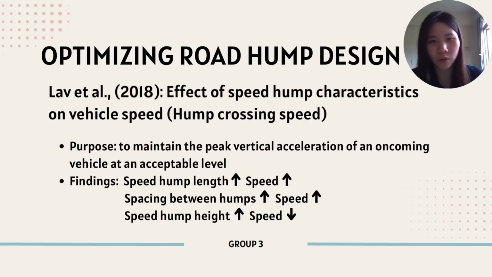The main purpose of road hump optimization is to maintain the peak vertical acceleration of an oncoming vehicle at an acceptable level. Love et al. investigated the effect of speed hump characteristics on vehicle speed and concluded that hump crossing speed increases as the speed hump length and spacing between humps increase, but decreases as speed hump height increases.